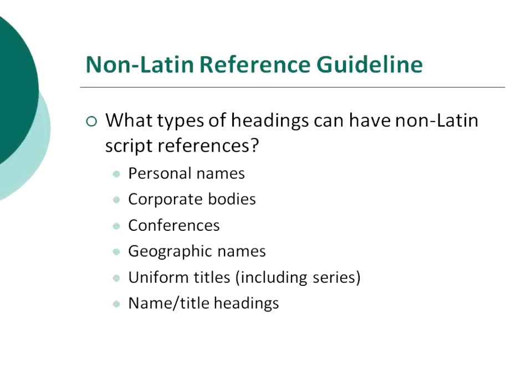More on the non-Latin script reference guidelines. Although the pre-population only provided non-Latin references for personal names and corporate bodies tagged 110, now catalogers can add non-Latin references for conferences, geographic names, uniform titles, et cetera. So across the spectrum, all types of name authority records.